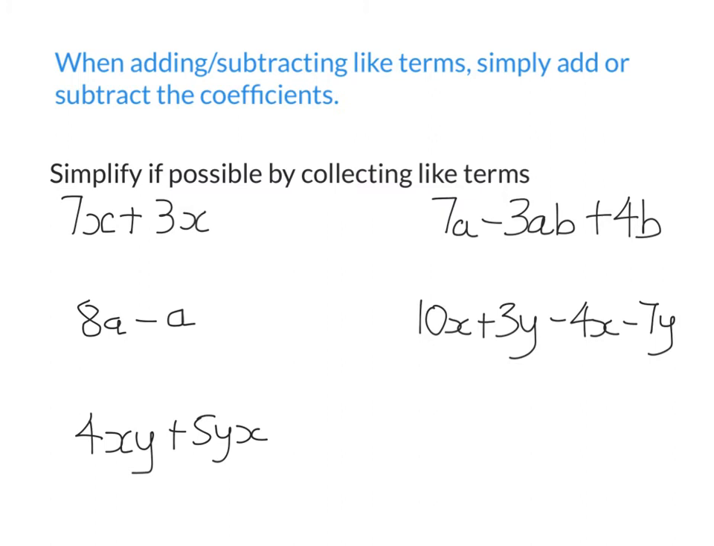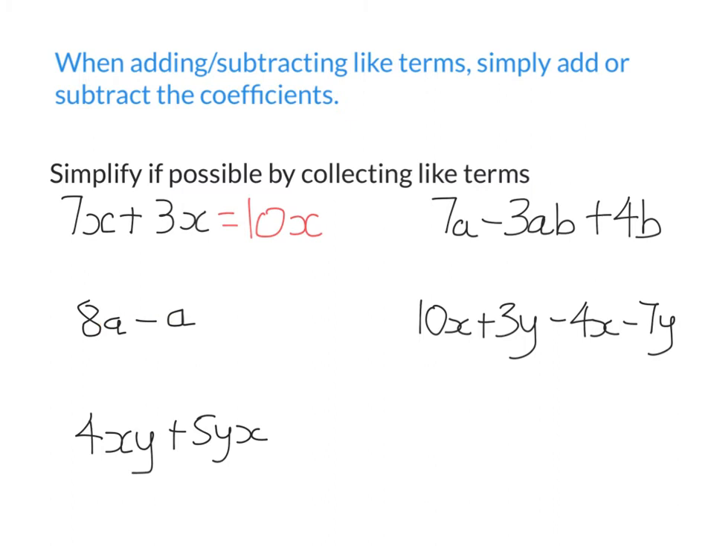So to add or subtract like terms, all you do is add or subtract, depending on what the question asks you. You do that to the coefficients, which means the number in front of. So let's look at this one here. 7x and 3x are like terms. They both have 1x as their pronumeral. So to simplify this by collecting like terms, we just add the coefficients, the number in front of. So 7 plus 3 is 10, and then we write the pronumeral. So we get 10x. If you have 7x's and someone gives you 3x's, you now have 10x's.